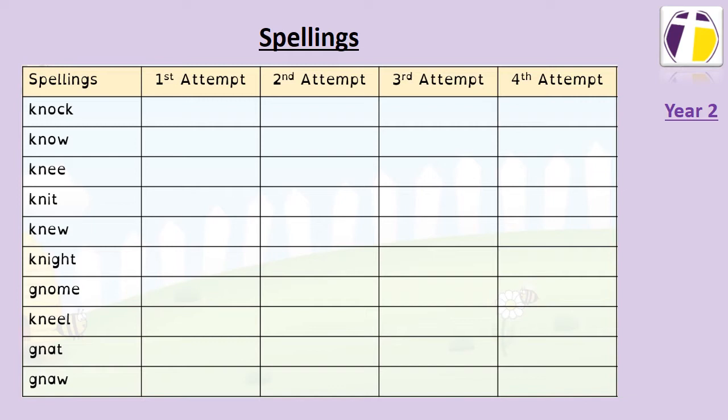We've been looking at how the letters K and G can make the N sound. We call them silent letters. Unfortunately there isn't a specific spelling rule that we need to follow, we just need to learn the words and remember them.